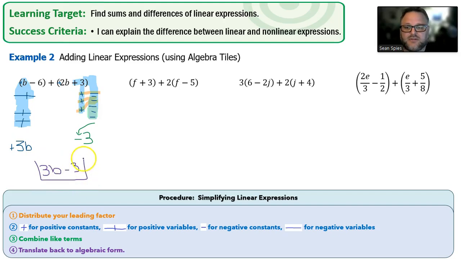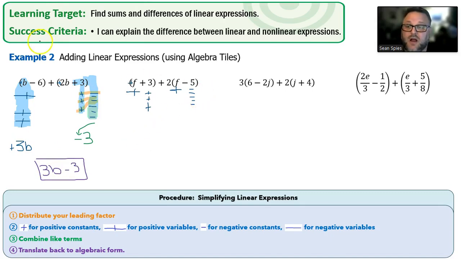And now I have been able to simplify the original expression by turning them into algebra tiles, moving them to where longs are with longs, shorts are with shorts, use 0 pairs to cancel, that's what combining like terms is, and then I translate it back into algebraic form.